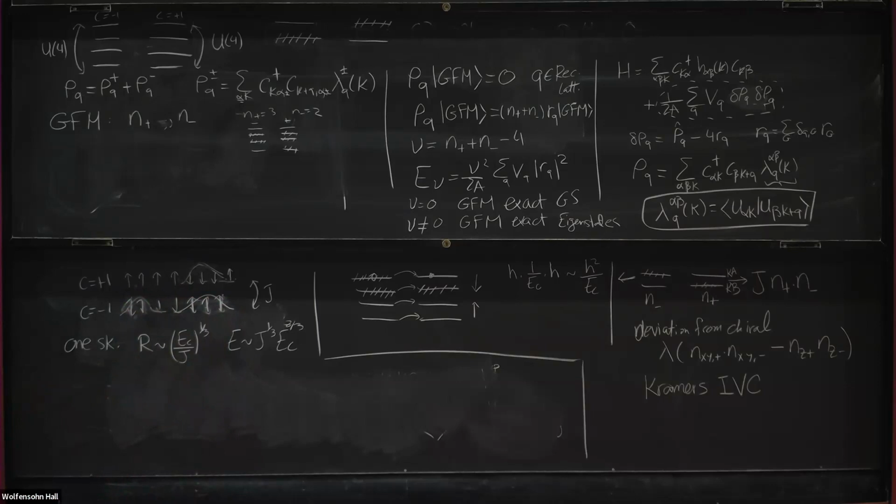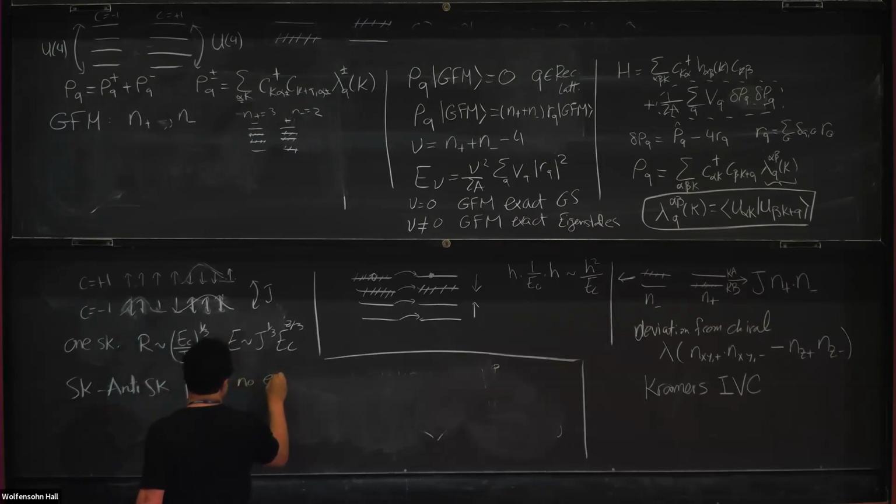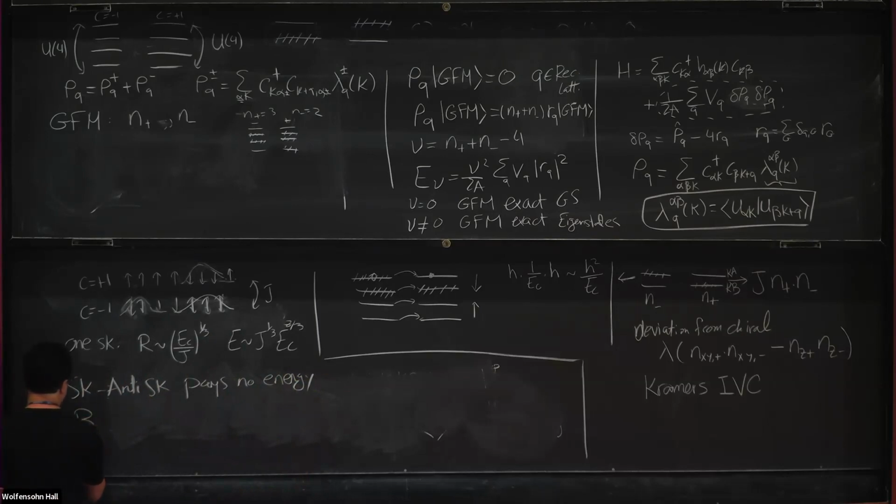And if I don't pay any Zeeman energy, I can make the skyrmion as big as I want to minimize the Coulomb. So basically, a skyrmion, anti-skyrmion pays no energy apart from the elastic energy. So this immediately tells me that I would form a bound state of a skyrmion and anti-skyrmion.